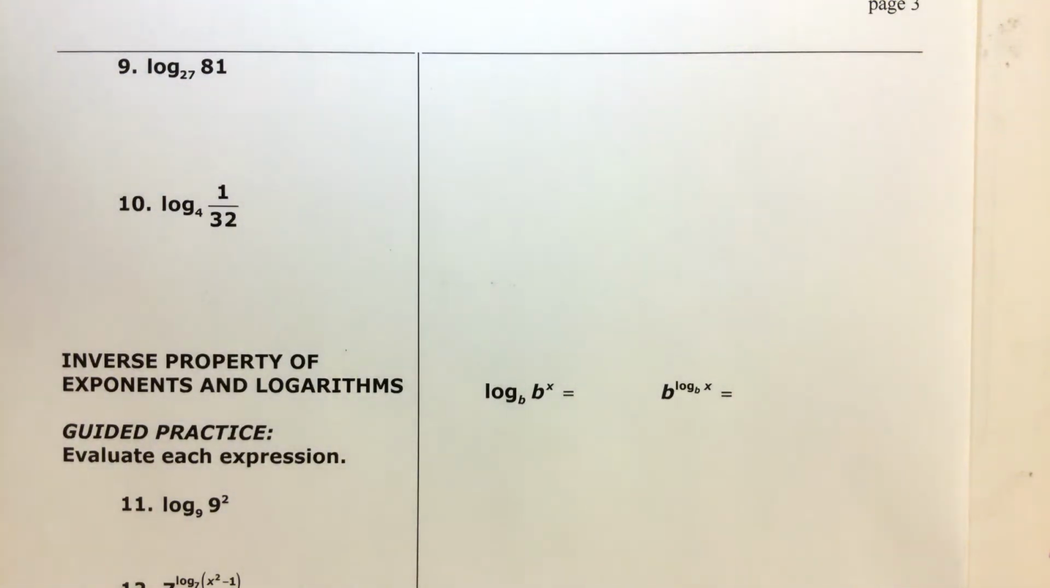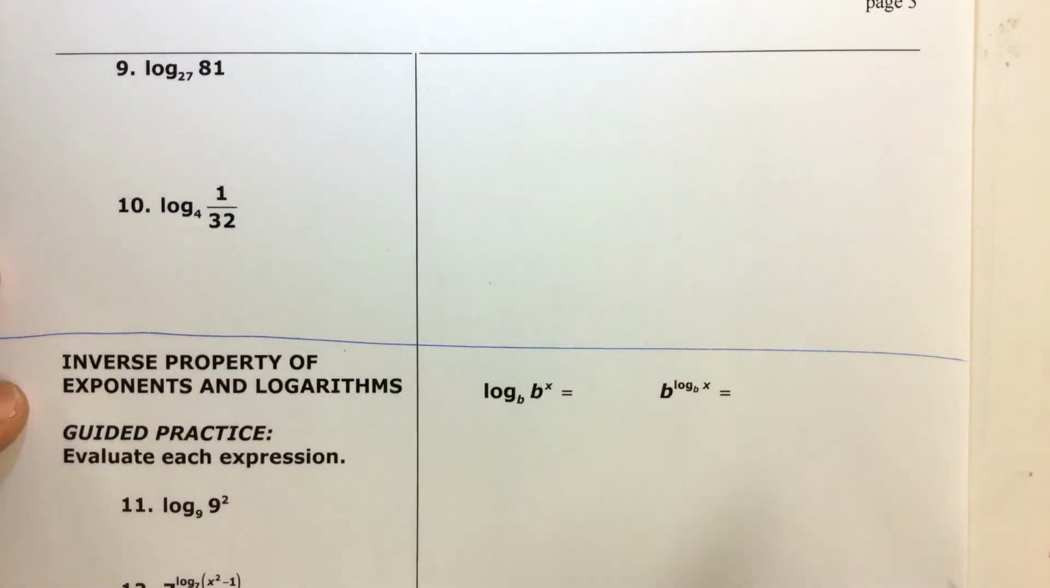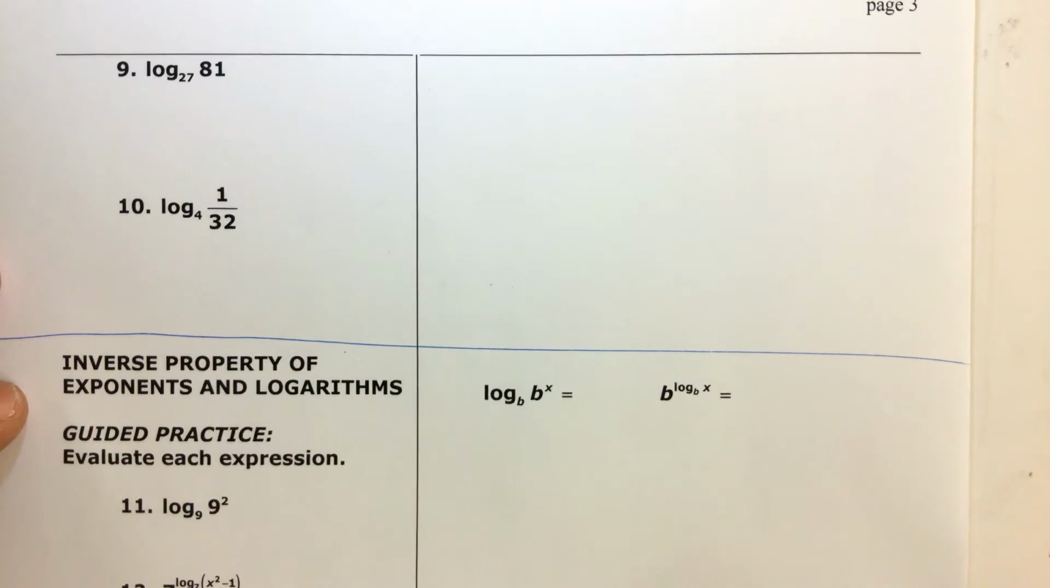So for these two problems, I'd like you to try these on your own. Numbers 9 and 10. We'll stop there for today. But for numbers 9 and 10, I want you to go ahead and try them on your own. Pause the video, and I'm going to go ahead and keep going.